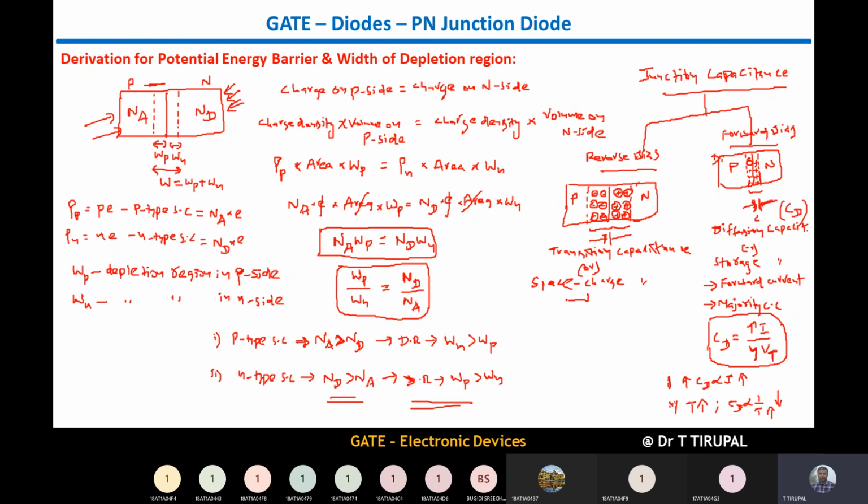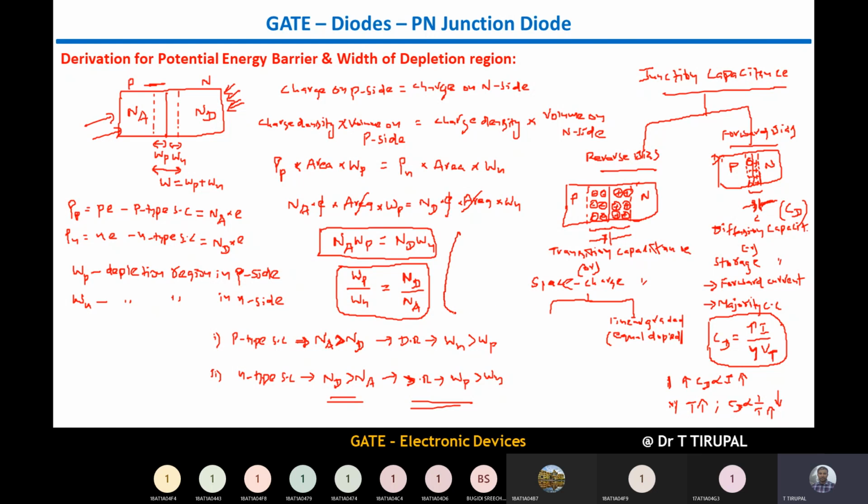Again, this space charge capacitance is divided into two types: linear graded and step graded. Linear graded means equal doping on both sides. Both sides of the depletion region are equally doped.